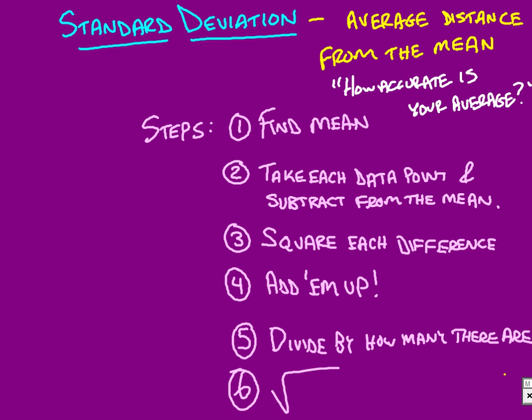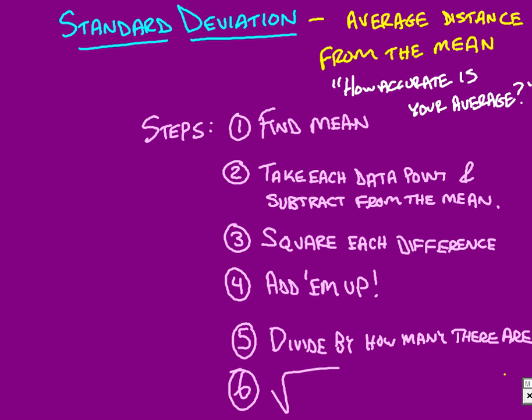What we're looking at next with our measures of central tendency is something called standard deviation. Standard deviation is really important in big-time statistics because it tells you how consistent a set of data is, or how accurate your average, your mean, is. Here are the steps we use to find it. Standard deviation just means the average distance each piece of data is from the mean.